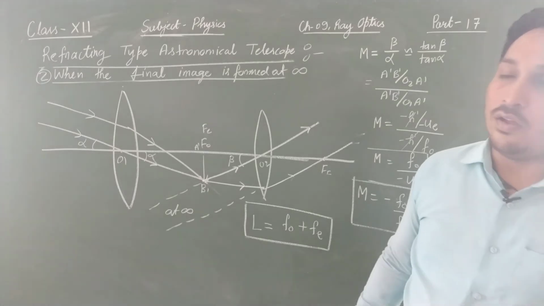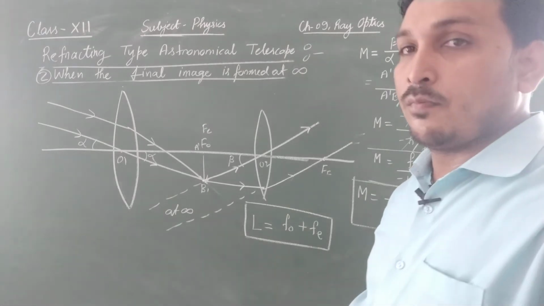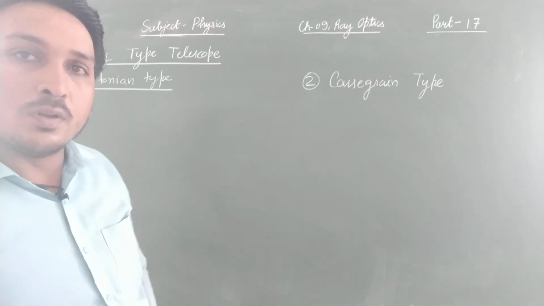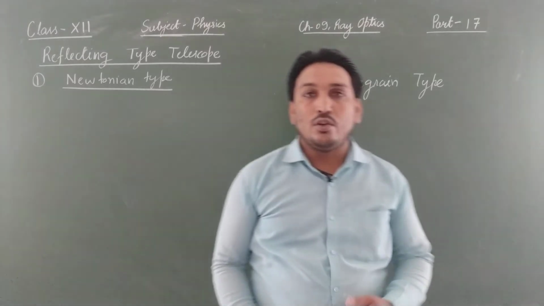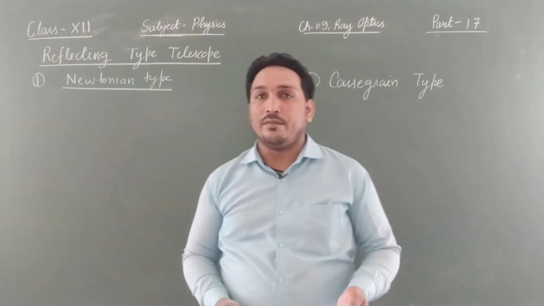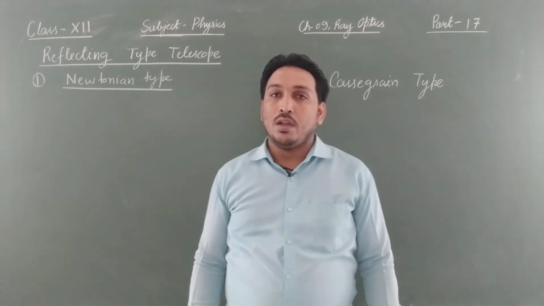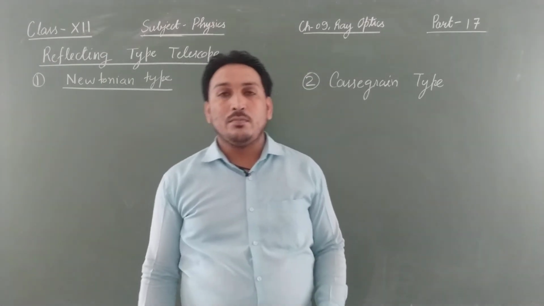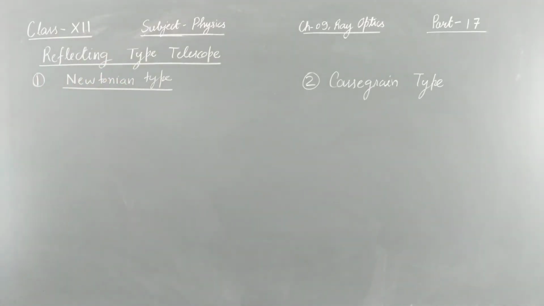Okay, let us move to the reflecting type astronomical telescope. Now let us move to the reflecting type telescopes. There are two telescopes which we have to study. One is the Newtonian type, the other one is the Cassegrain type. In the Newtonian type only the construction is different. Basically the working is the same.